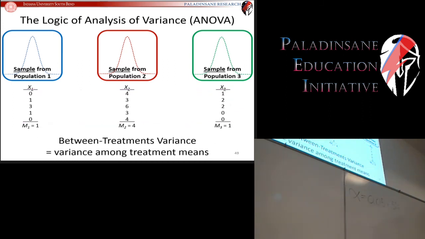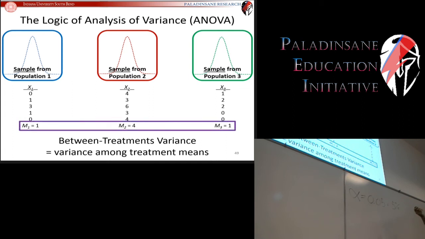Another component is the between treatments variance. This is the variance among the treatments, right? This is the variance between the treatment means. If you take a look at the means for sample 1, for sample 2, and for sample 3, the means for these samples are different, right? They're not all the same. There's some variability there. So between treatment variance measures the variability between these different samples. So that's the next component, the variability between the sample means.